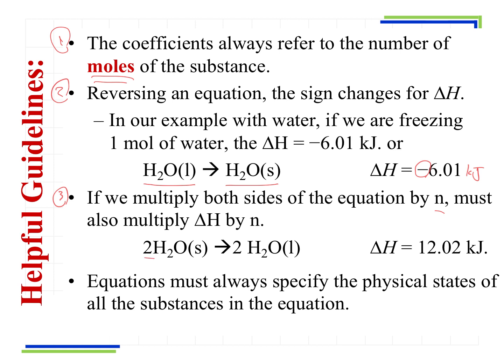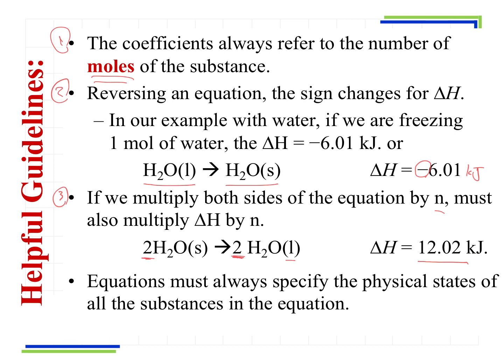So if we say 2 H2O solid turns into 2 H2O liquid, what is the delta H? It's the same number multiplied by 2. Okay, and that makes sense, because right now we are saying 2 moles of solid, 2 moles of ice turns into 2 moles of water. It doesn't make sense if you say it takes 6.01 kilojoule, because now you double the amount of ice, so it needs double the amount of energy, right?